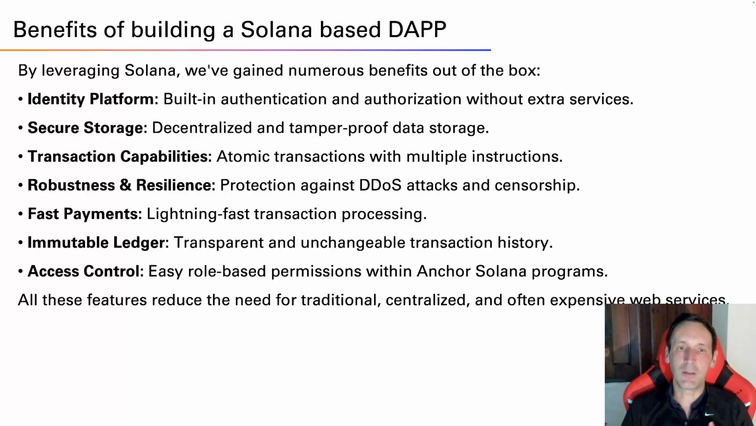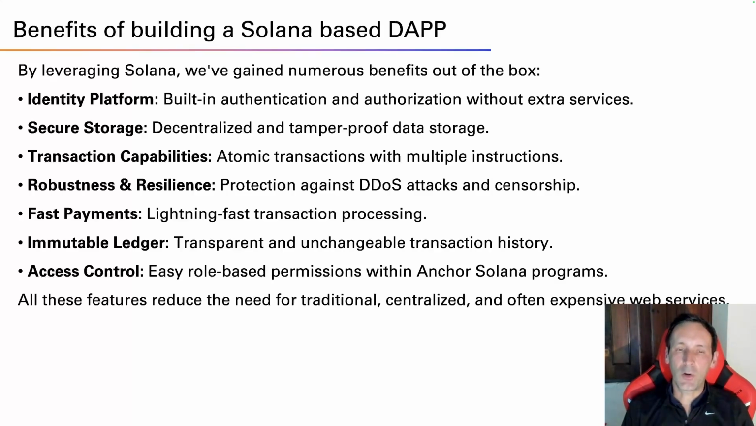You have an identity platform already built in, so authentication and authorization are there without any extra services like AWS Cognito or Azure B2C or whatever it might be. There are tons of identity platforms. Guess what? You don't need any of those. You don't need the time and effort to integrate them or the cost, which is not insignificant, to use them. All of that is built in because we have a wallet and it's way more secure.